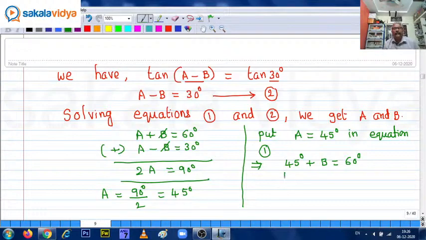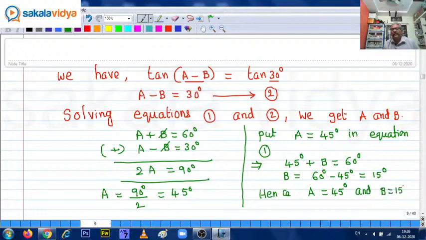So now b equals, transposing 45 to this side, 60 degrees minus 45. 60 minus 45 is 15. So hence both the values have been evaluated. A is equal to 45 and b is equal to 15 degrees. I hope you have understood this method. This is very, very important.